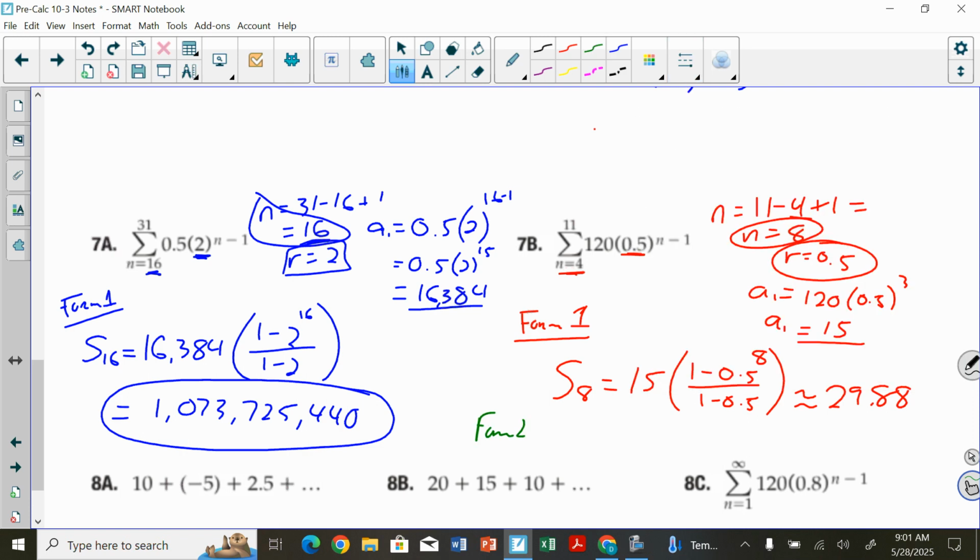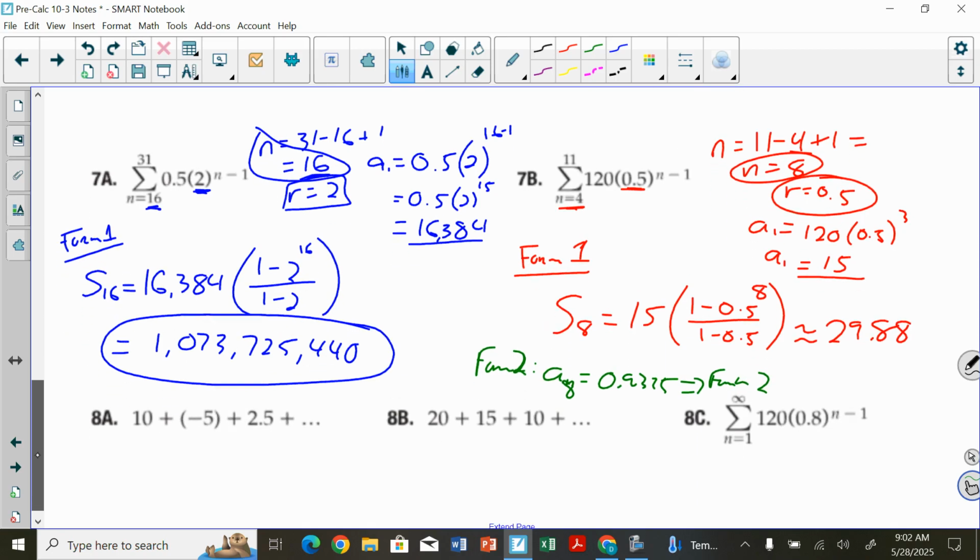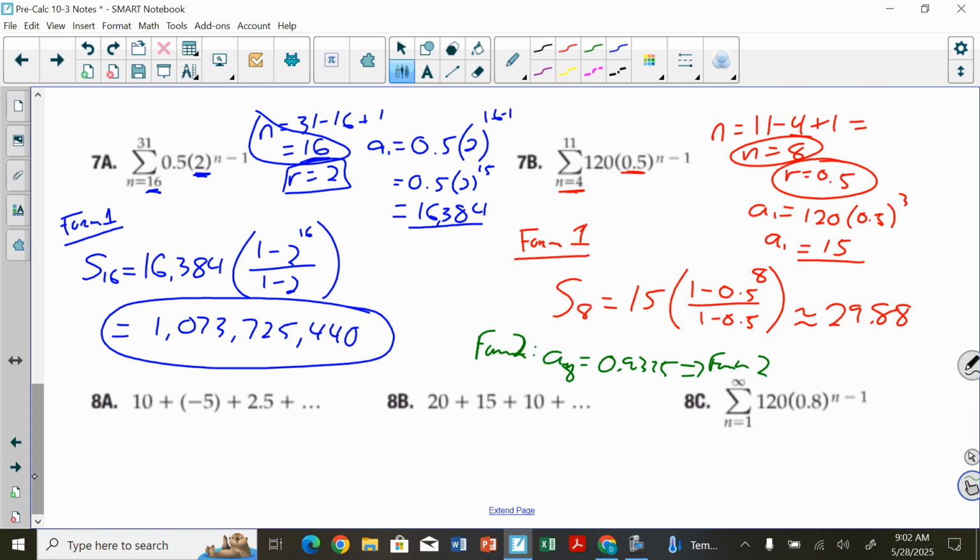Now, if you wanted to, you could do form 2 here. You just have to find an a sub n. So you'd have to just kind of plug in your n value, a sub 8, and you'd end up getting like 0.9375, but then you'd have to plug it into the form 2 equation. Just thinking about that, if you wanted to use form 2, you should come out with the same answer. Okay, but I just used form 1 because it's all there for us.